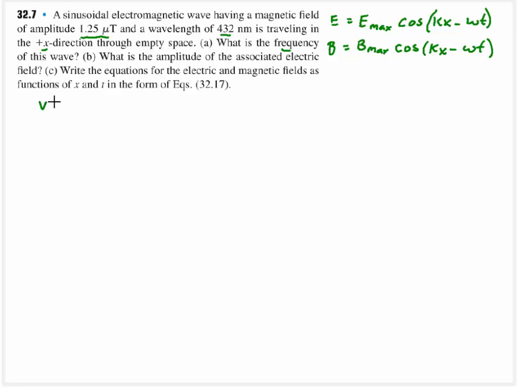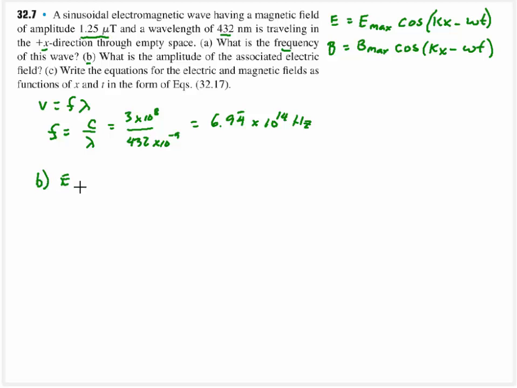Well, very simply, we know that the speed is going to be equal to the frequency multiplied by the wavelength. The speed is going to be the speed of light. So the frequency is simply going to be the speed of light divided by the wavelength, or 3 times 10 to the 8th meters per second, divided by 432 times 10 to the negative 9th. And we're going to come up with the frequency being equal to 6.94 repeating, times 10 to the 14th hertz.